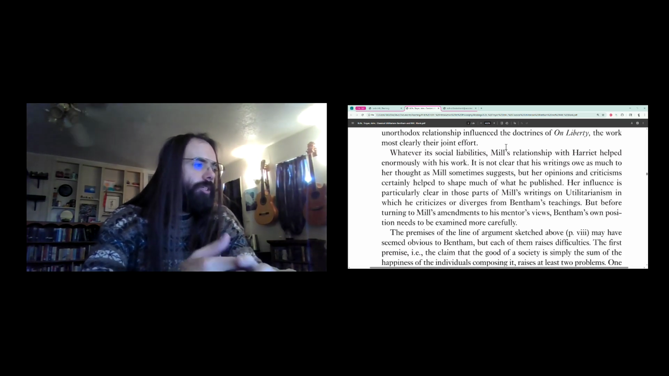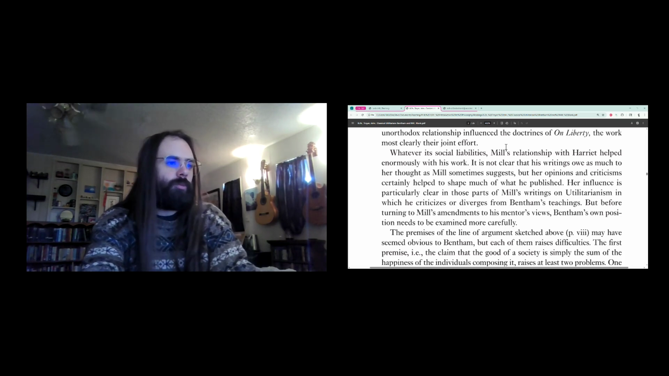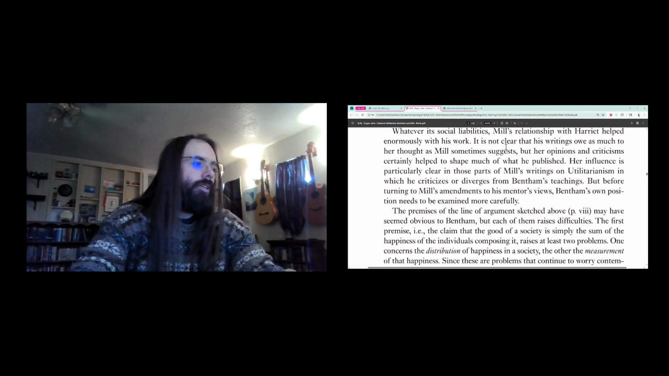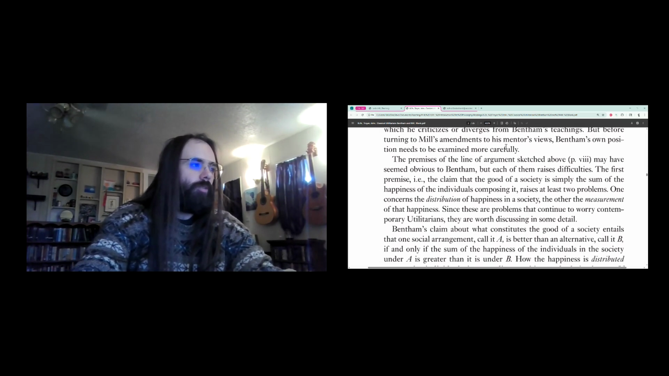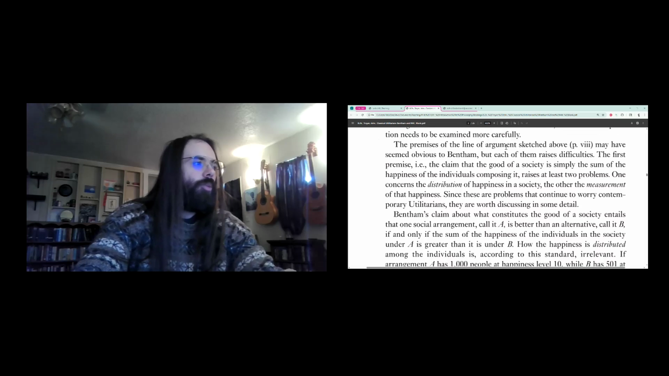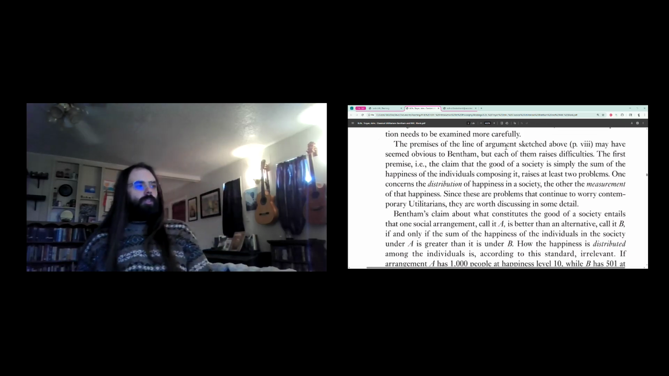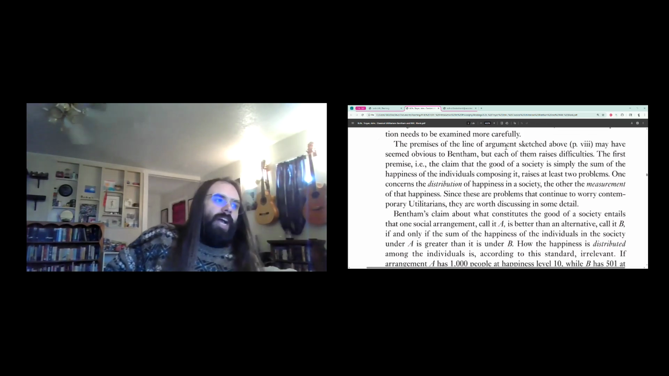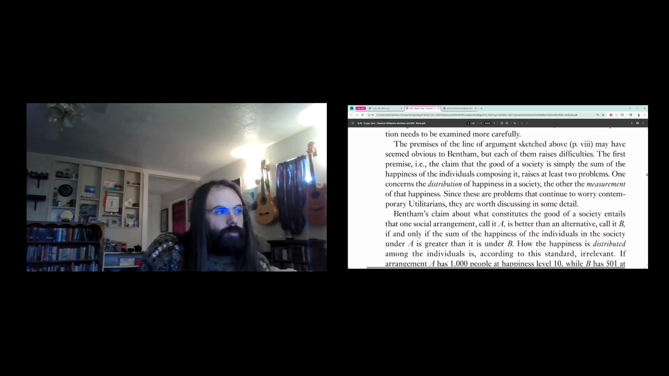Her influence is particularly clear in those parts of Mill's writings on utilitarianism in which he criticizes or diverges from Bentham's teachings. But before turning to Mill's amendments to his mentor's views, Bentham's own position needs to be examined more carefully. The premises of the line of argument sketched above may have seemed obvious to Bentham, but each of them raises difficulties. The first premise, i.e., the claim that the good of a society is simply the sum of the happiness of the individuals composing it, raises at least two problems.